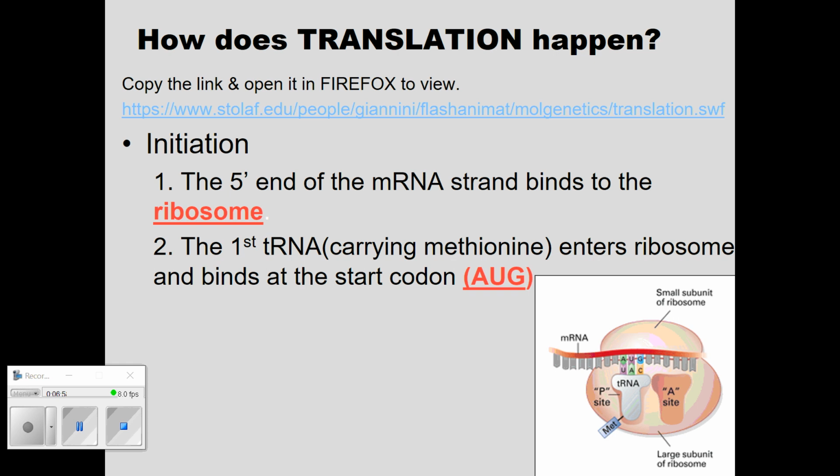So the first step in translation is called initiation, which would be at the beginning. At the 5' end of the messenger RNA strand, it is going to bind to the ribosome. The second part of this is that the first transfer RNA will be carrying methionine, which is going to enter the ribosome and bind to the start codon, AUG.